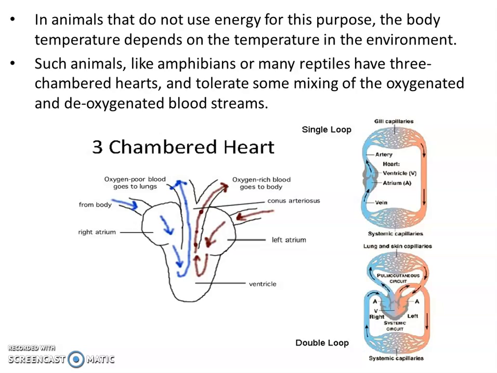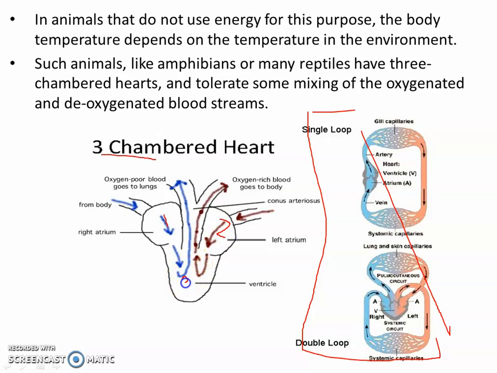Okay, we will just see the 3-chambered heart of the amphibians or reptiles. Don't see this part, avoid this portion, this is not needed. Just see the 3-chambered heart diagram which they have given. So we can see here they have a right atrium, left atrium, and they have only one ventricle. So that is why I told that they have a 3-chambered heart. The right atrium is 1 chamber, the left atrium is the 2nd chamber, and the ventricle is the 3rd chamber.